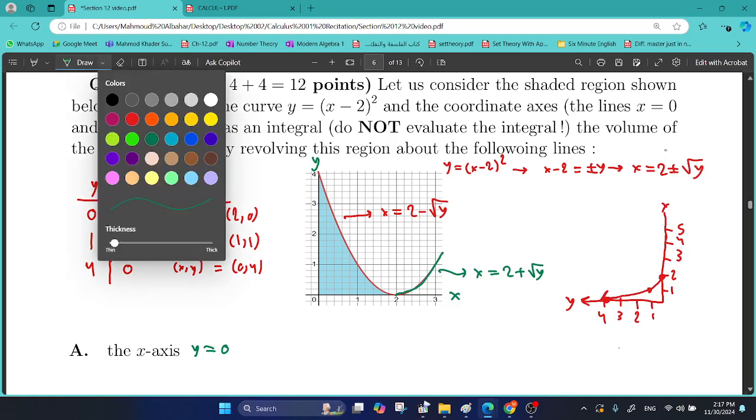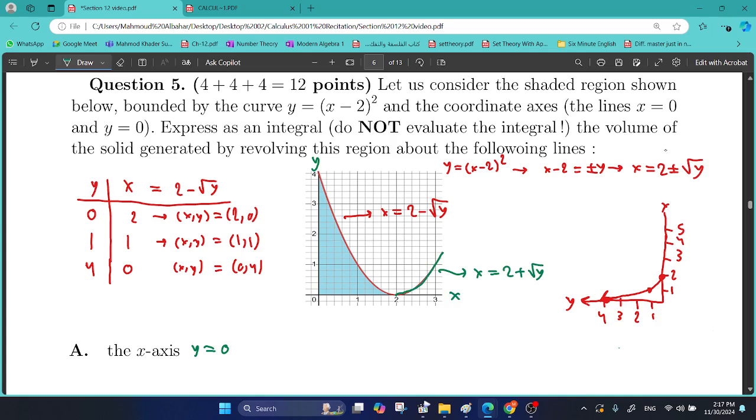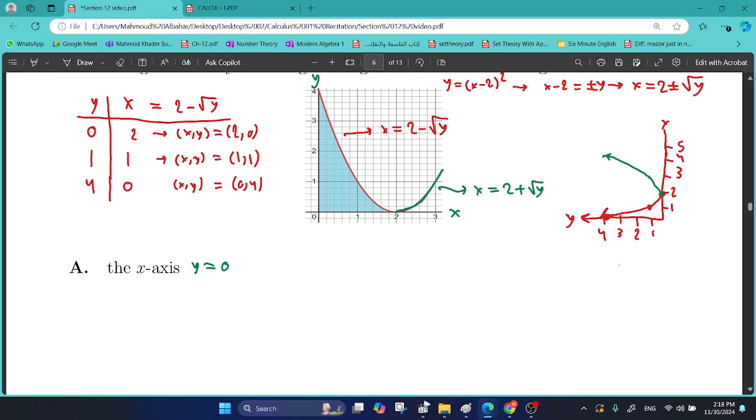Now the green one, substitute y equals 0, you get 2. Substitute y equals 1, you get 3. Substitute y equals 4, you get 4 here. Rotate now clockwise 90 degrees, you get the same graph again. This is just for understanding. You can understand it just by plotting some points, so it's easy. Okay, now let's start.